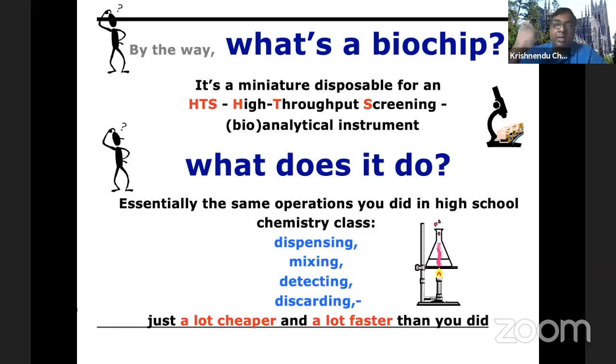Mixing, you would shake your test tubes to look at change in color. Does a gas come out? Is there a smell? Do you see some light? That is called detection. And then in the end, you throw away the content of the test tube safely. So we can do all these different things on a chip, but a lot cheaper and a lot faster. So this is what a biochip basically does.